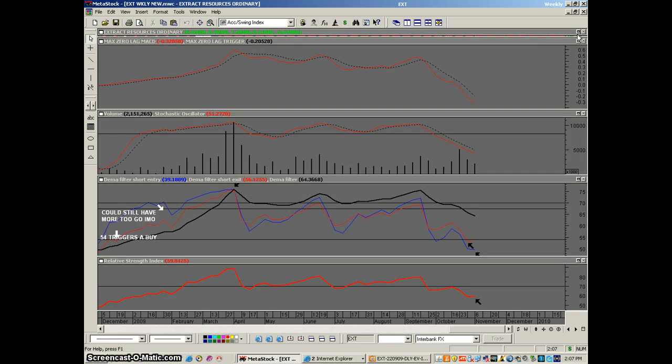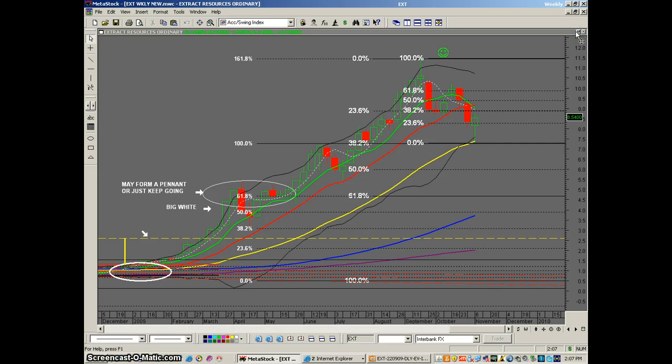So all in all, I'd say it's looking pretty good for Ext. It looks like it's definitely come back onto the plan. So I'll just take it from here and see what happens, but it looks very strong to me on the charts.